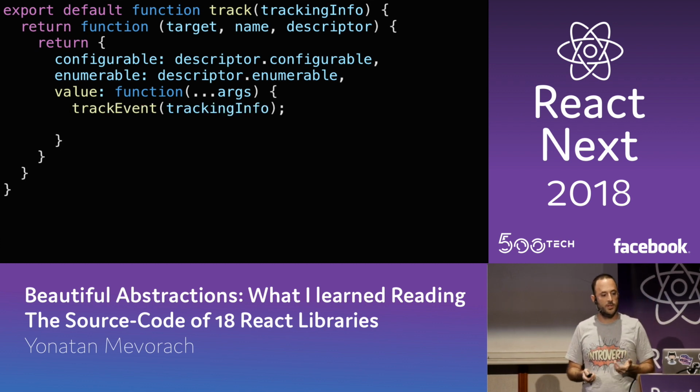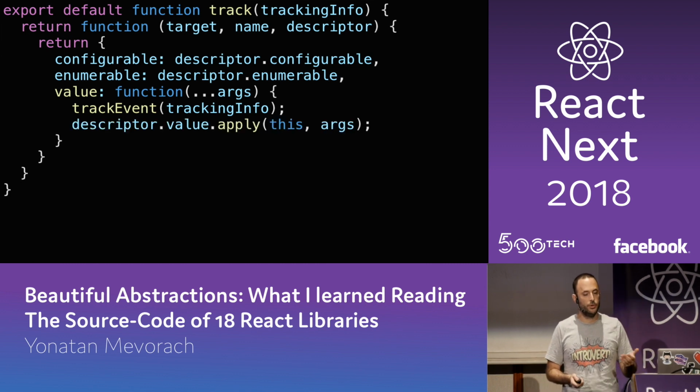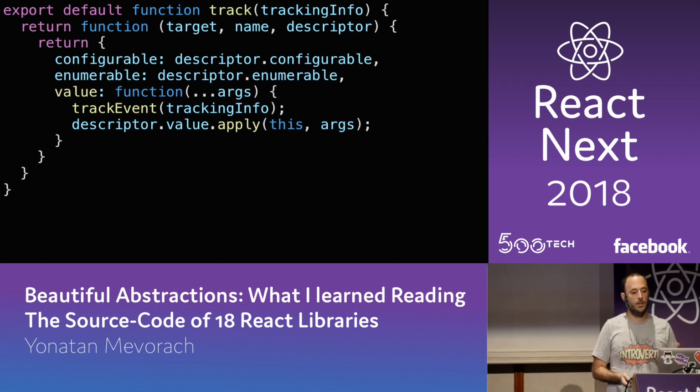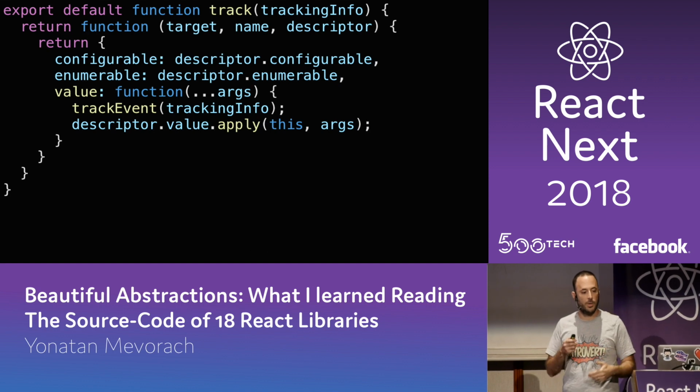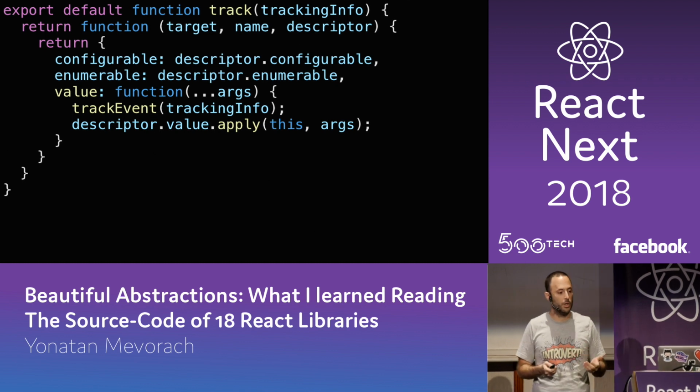And then we'll do what we said we'll do. We'll report it to our analytics software, and we have to do this, otherwise it would really break our code: call the real implementation of the original method that we're trying to decorate. So we're going to call it like this, using the descriptor.value, and by calling it with apply, this, and passing in the arguments, we're maintaining everything about the original function, and it's going to be triggered in the same way.